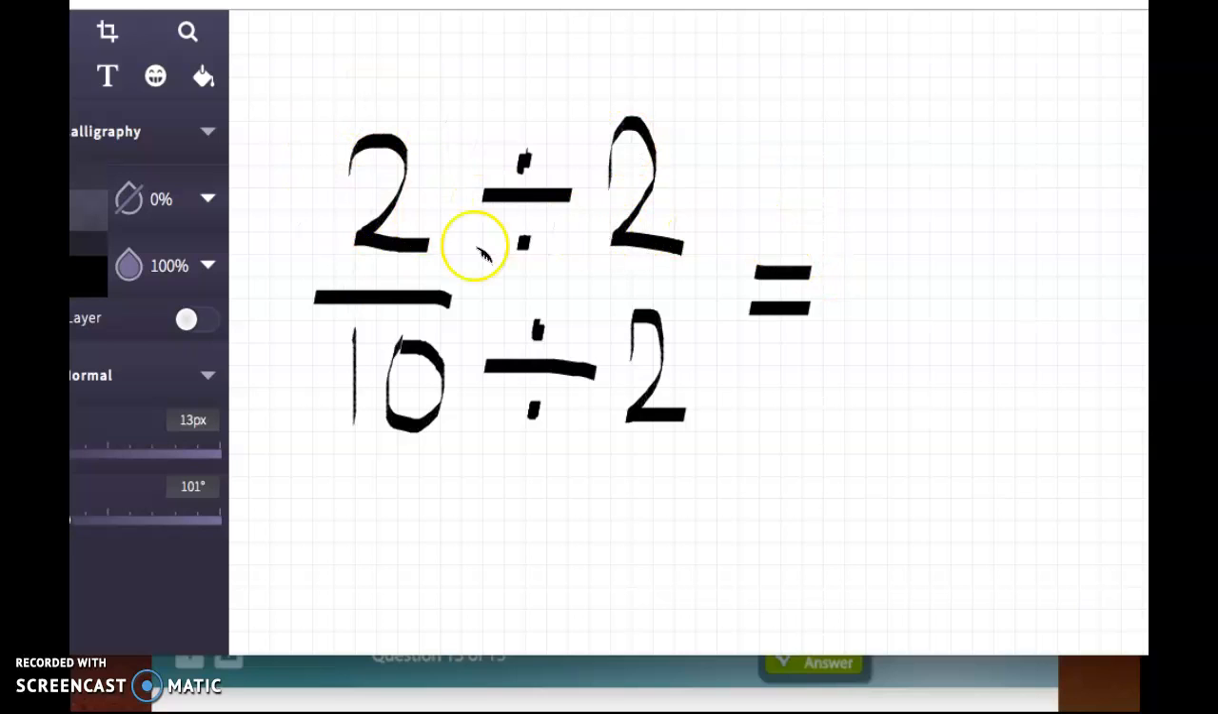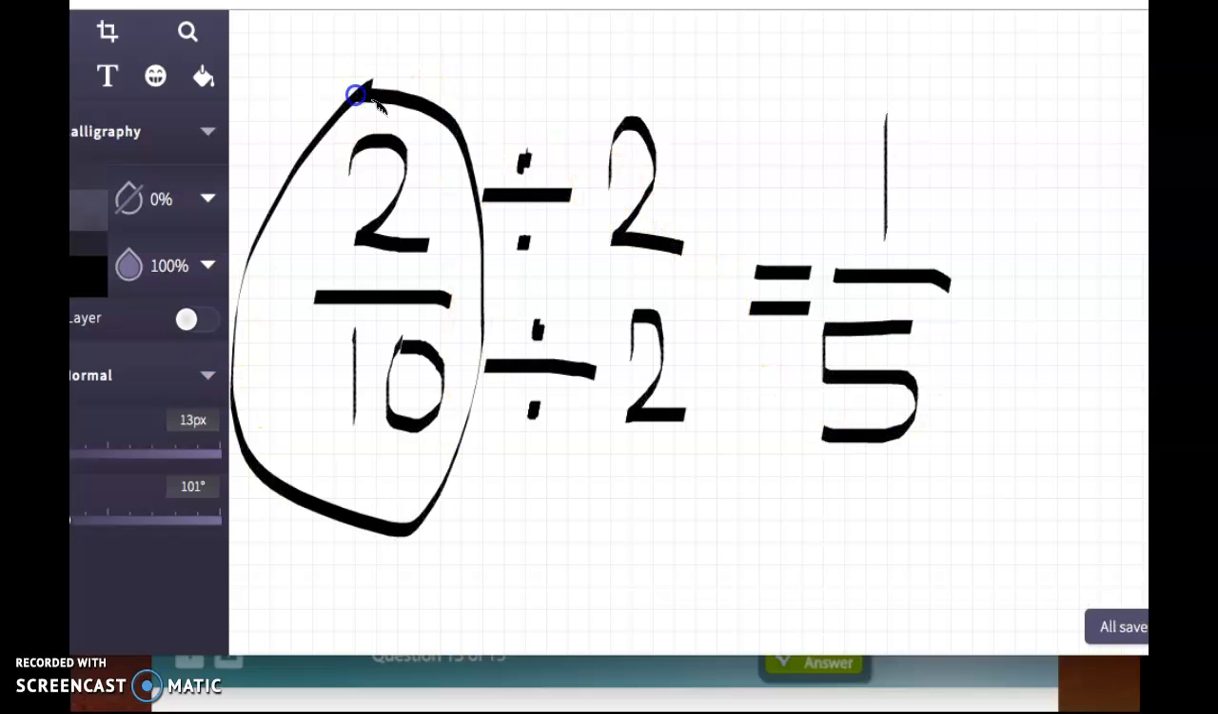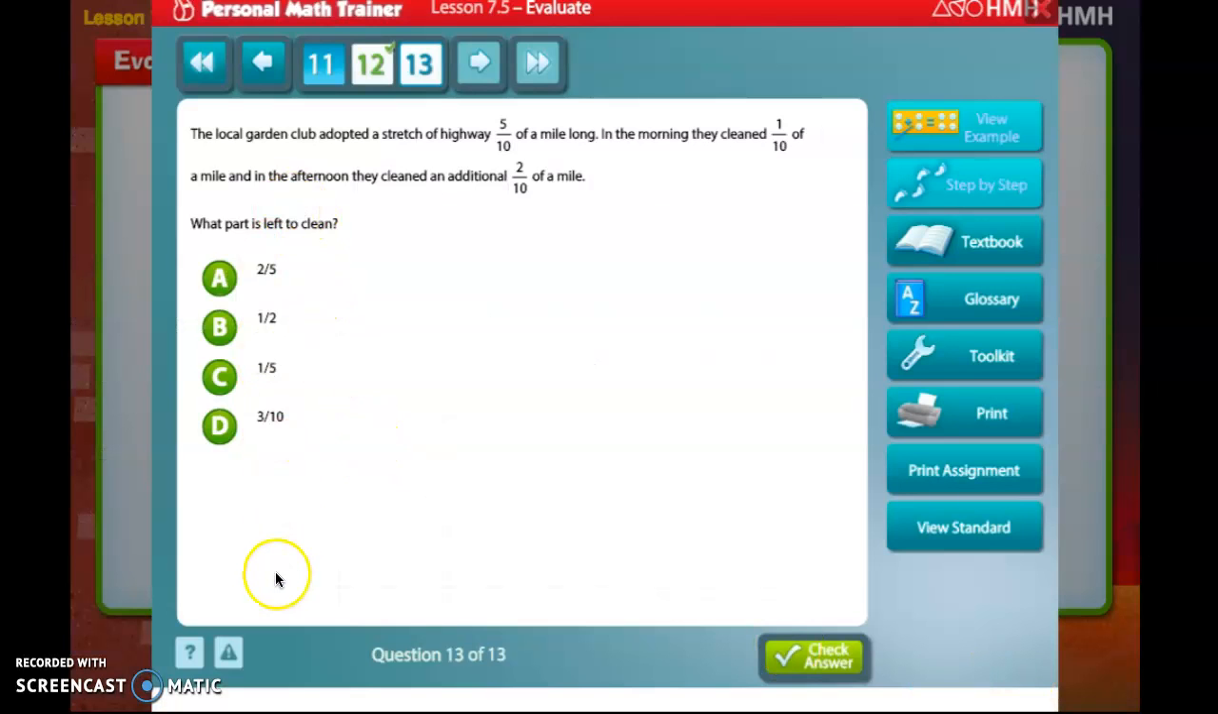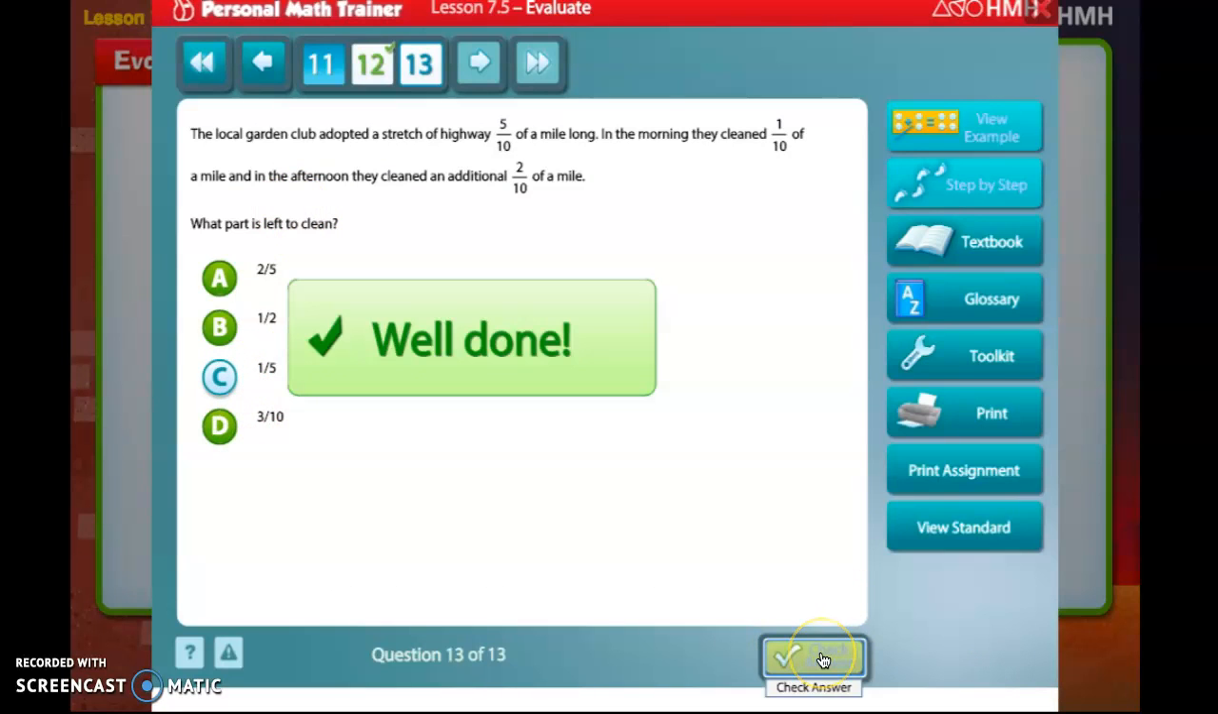Okay, so 2 divided by 2. What number times 2 would equal 2? I know that that's 1, all right? So 1 over, let's see, 10 divided by 2. So if I were to take 10 and divide it into two pieces, what would I get? I know I can multiply a number times 2 to get 10, and I know that number is 5. Okay, so 2/10 is equivalent to 1/5, right? Because that's it in simplified form, okay? Do you see 1/5 here? Yes, I do. I'm going to click on it, check answer, and I'm done.